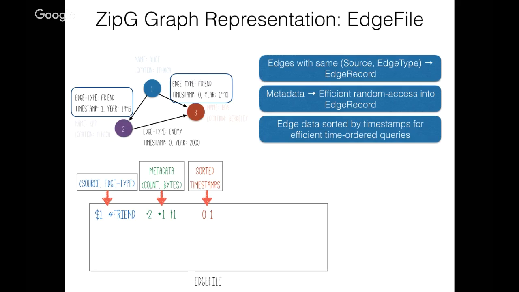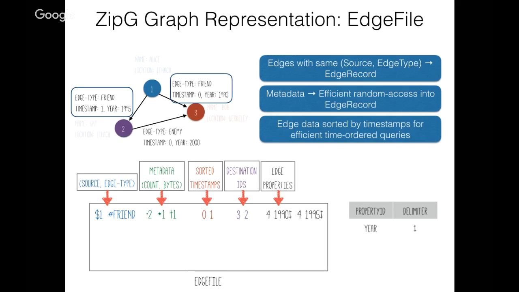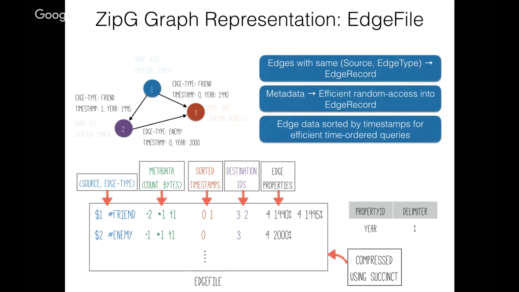So we first write out the sorted timestamp values. This is followed by the destination IDs, again sorted by the timestamps. And finally, this is followed by the edge properties themselves, written out in a fashion that is similar to how we wrote out the node properties in the node file. And these again are sorted by timestamps. Now, once we've written out all the edge properties and edge data into the edge file, we finally compress it again using the Succinct compression algorithm.